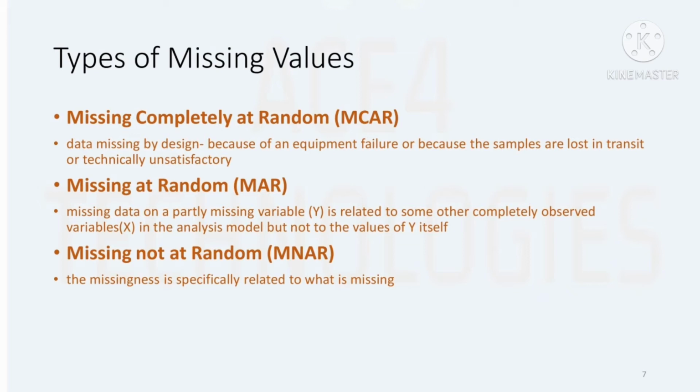Now, what is missing not at random? MNAR. Missingness is MNAR when the reason for missingness depends on the missing values themselves. For instance, suppose people don't want to share their income when it is below 1000 rupees per month because they feel that sharing that would lower their dignity. So this is a classic example of missing not at random.